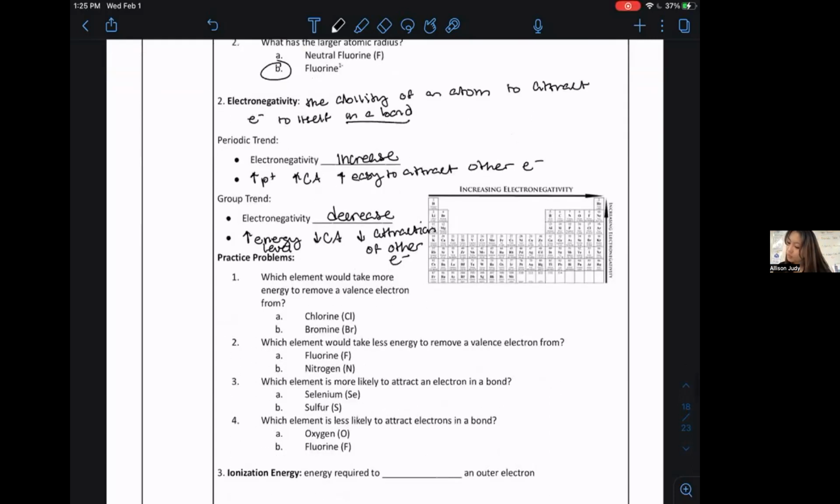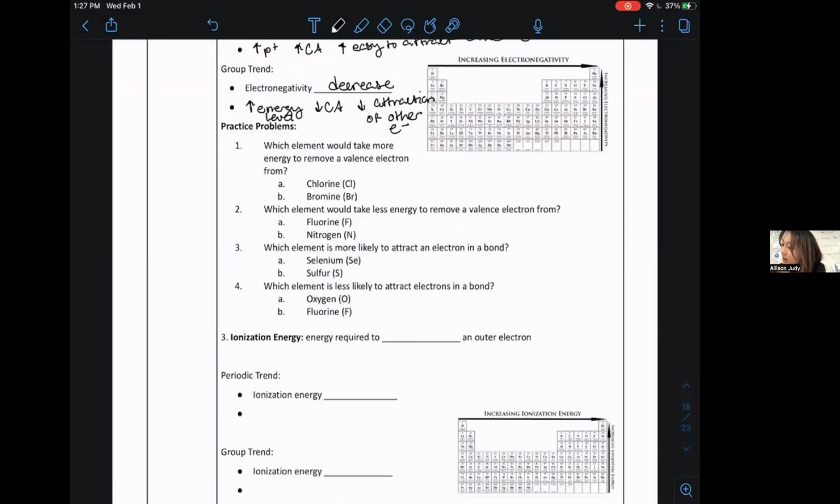Try the practice problems 1 through 4. For the first one, shout it out, A or B. A. For the second one.